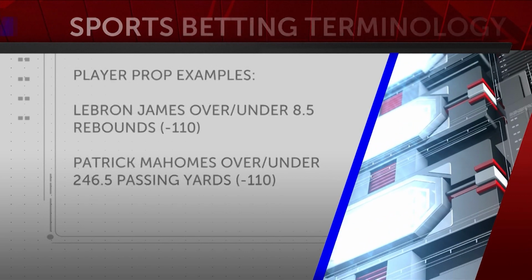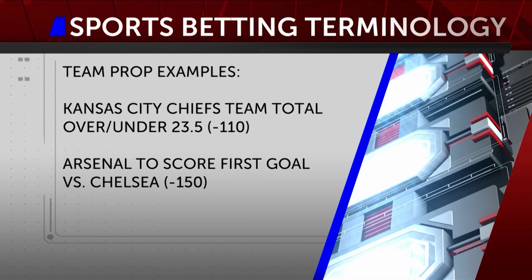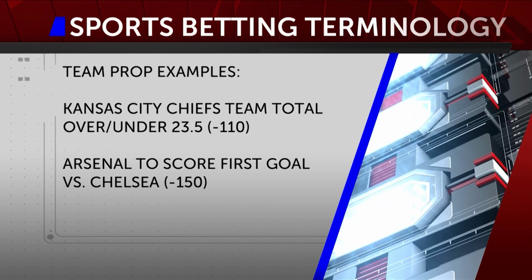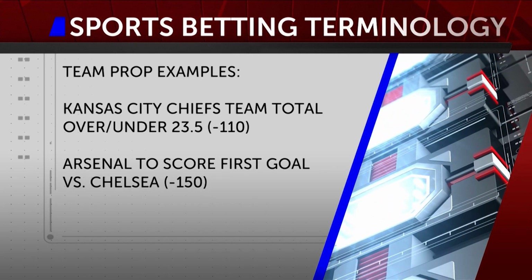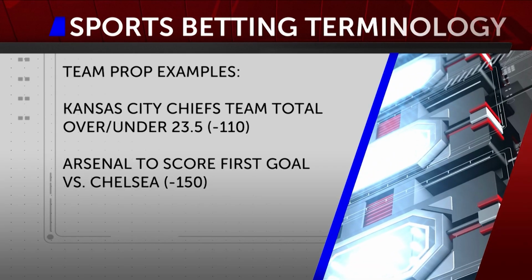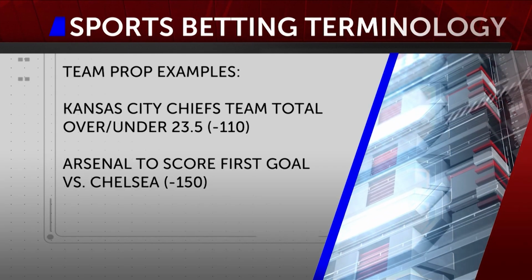original line offered. Next up is team props, which can also be found in future betting markets, such as how many wins the Kansas City Chiefs finish with in a given season. Those lines are often set around 9.5 or 10.5, and you would simply go over or under that mark.